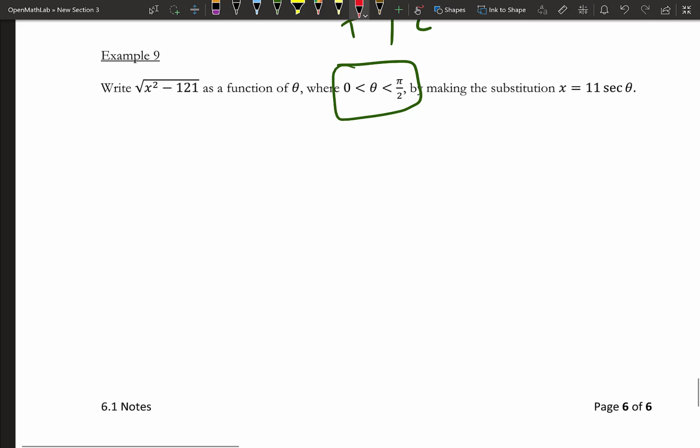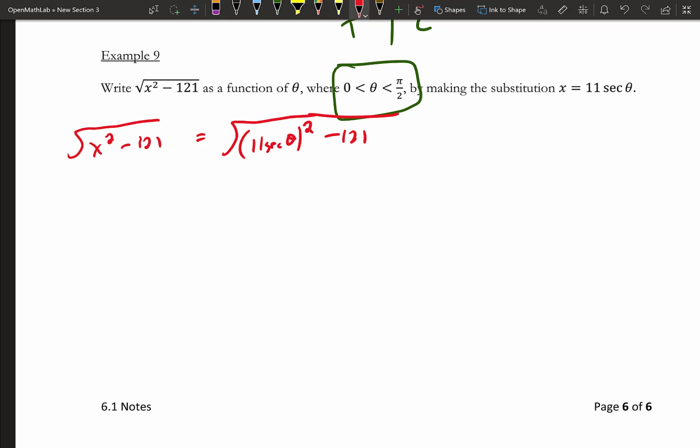So this next one, same thing. We start out with the expression, which is the square root of x squared minus 121. Then we're going to substitute 11 secant theta in for x. And then we're just trying to simplify it. So this would be the square root of 11 secant theta quantity squared minus 121. So 11 secant theta squared would be 121 secant squared theta minus 121.